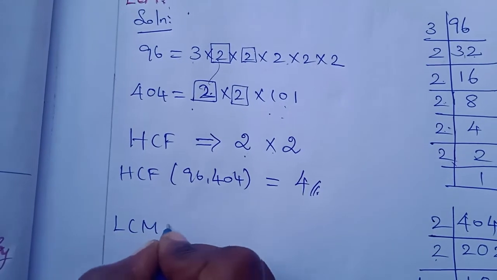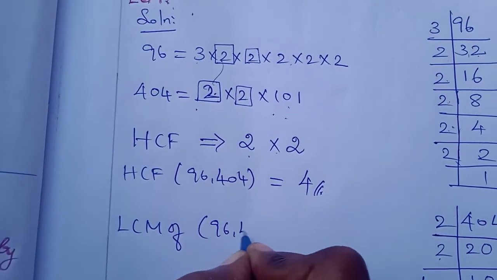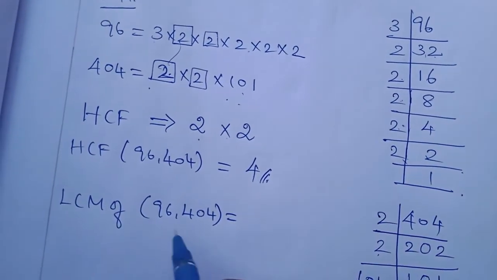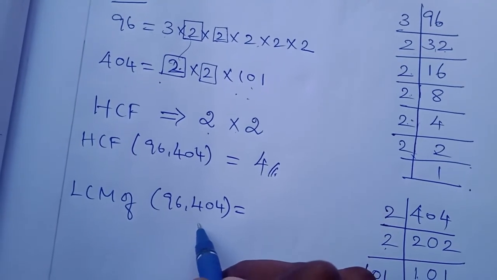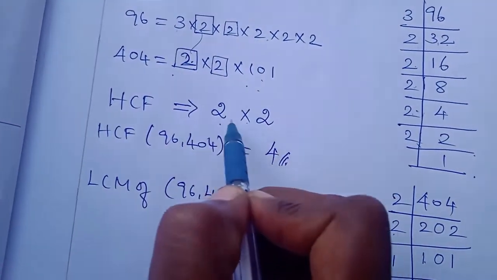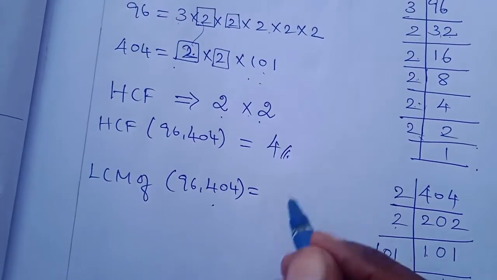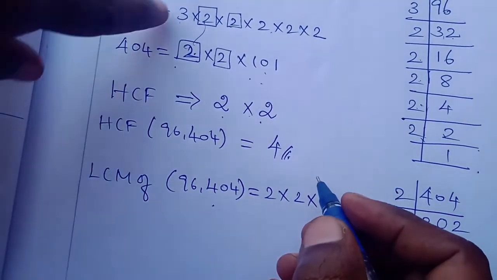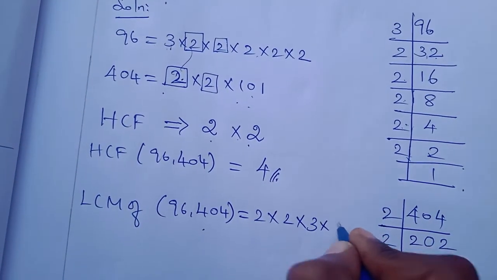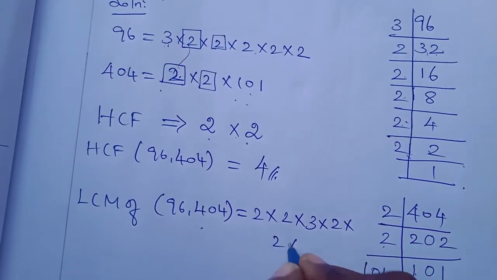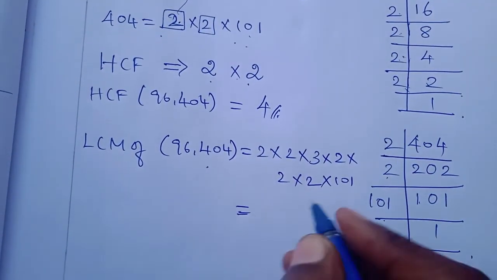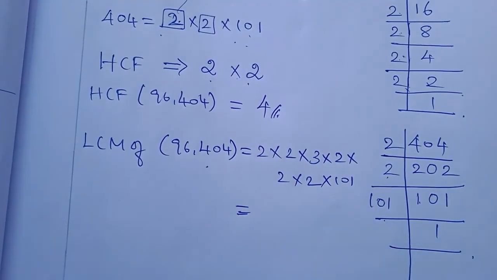Next, we also have to find the LCM of 96 and 404. LCM means least common multiple. First we write the common numbers, and along with that we write all the remaining factors also. First write the common numbers we already found in the HCF, 2 into 2. Again, what numbers remain? All the unboxed numbers you should write. The remaining 3, and 2 into 2 into 2, into 101. You have to multiply all these numbers and write the answer.